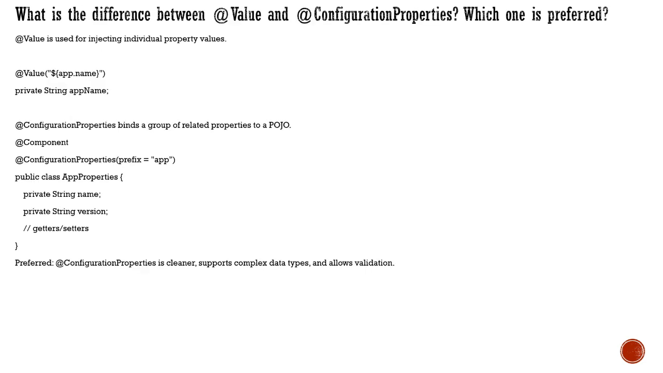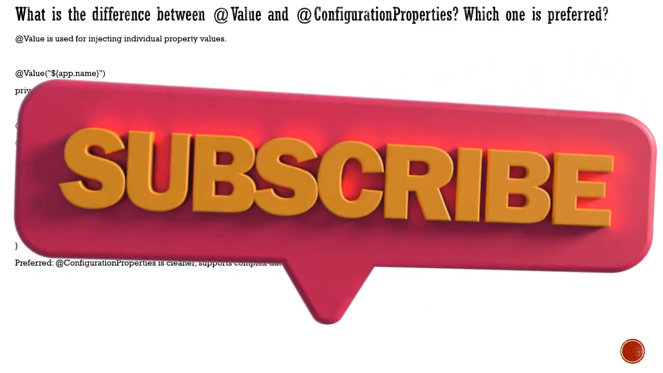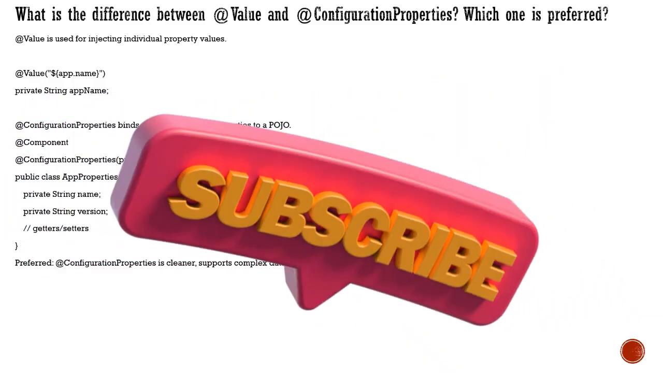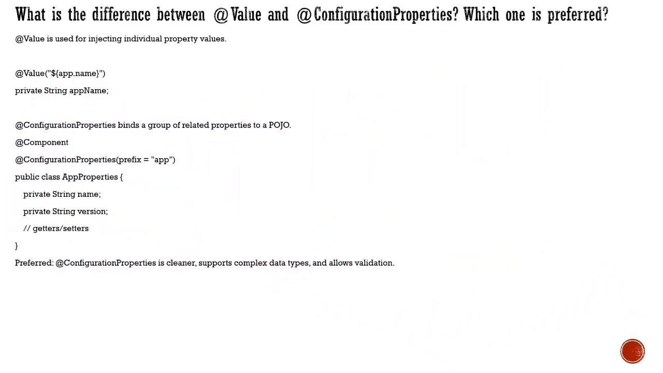Now, what is the difference between @Value and @ConfigurationProperties, and which one is preferred? You must have come across this question when it comes to the profiling part. @Value is an annotation used for injecting an individual property. Let's say you want to get some value, like the name, from the properties. You have to give that exact property name inside the dollar sign and curly braces, and then assign it to a variable, like the example I've given here.